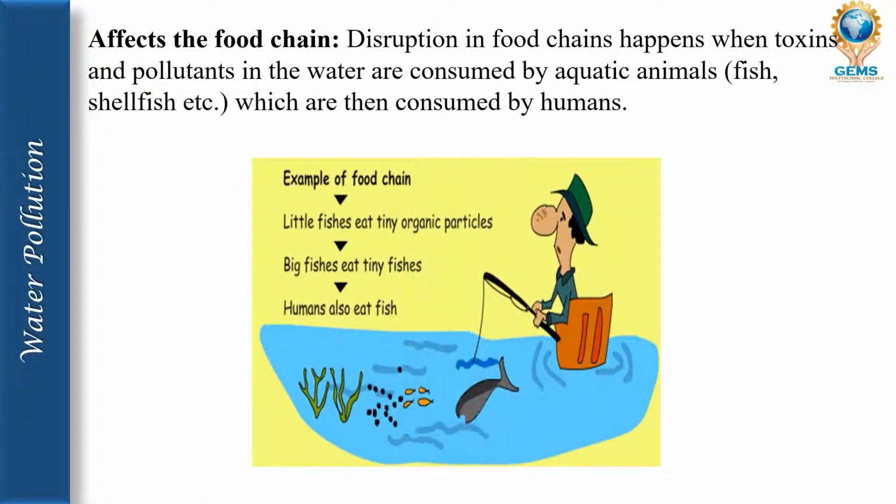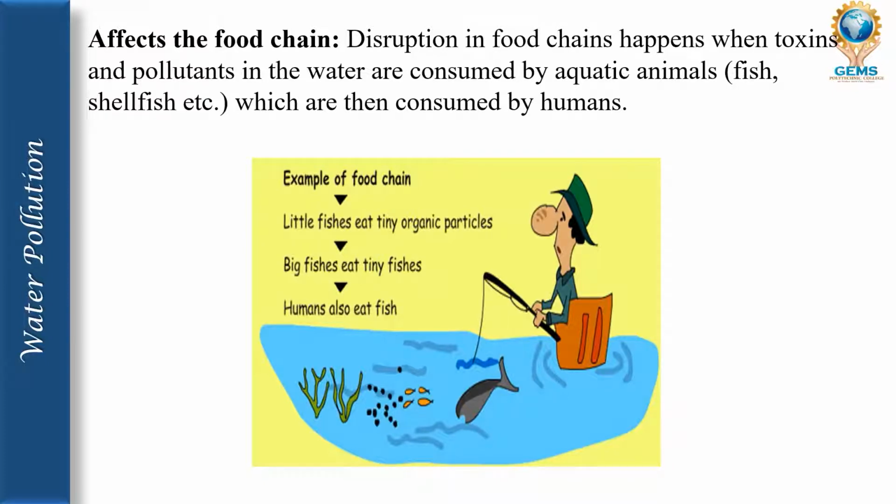It also affects the food chain. The disruption in food chains happens when toxins and pollutants in the water are consumed by aquatic animals, fish, shellfish, etc., which are then consumed by humans. An example of a food chain: little fishes eat tiny organic particles, big fishes eat tiny fish, and humans also eat fish. Basically, these things will be totally affected because of the disrupted food chain.